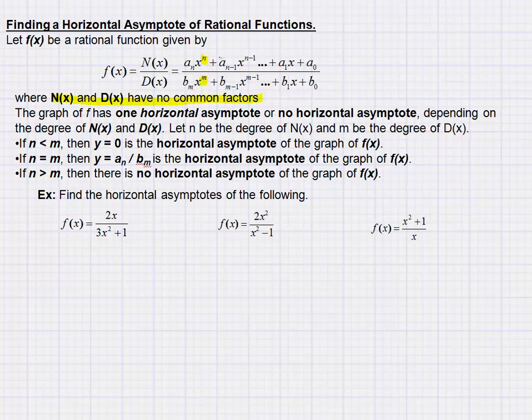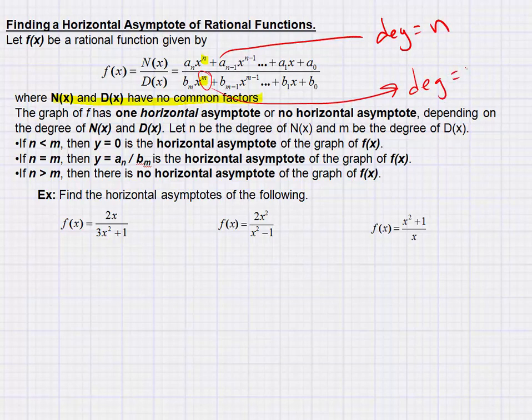In this case, the degree here is going to be n, and the degree here is going to be m. So if I look at these two degrees, this is the degree of the numerator, this is the degree of the denominator. How those degrees compare to one another is going to determine if I have a horizontal asymptote and what it is. So first scenario, n is less than m, meaning the degree of the numerator is less than the degree of the denominator. If you ever have that, then your horizontal asymptote will be y equals 0.